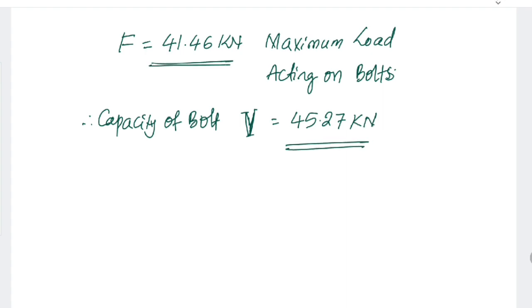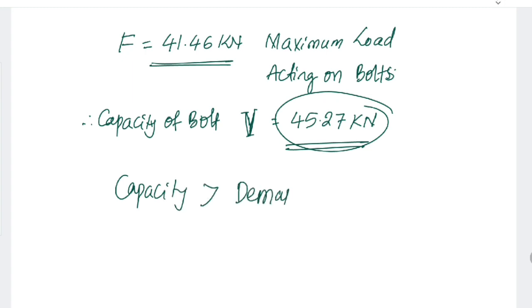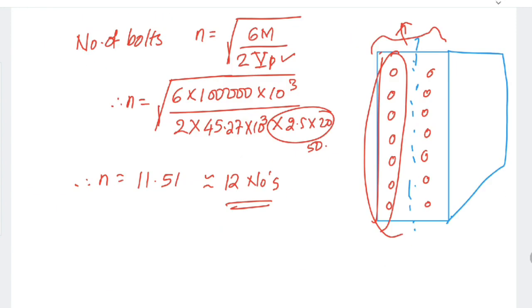This means the load applied is this much and the capacity is this much. So the capacity is more than the demand, where demand means the applied load. Hence this design is safe. This is all about the design of eccentric connections.